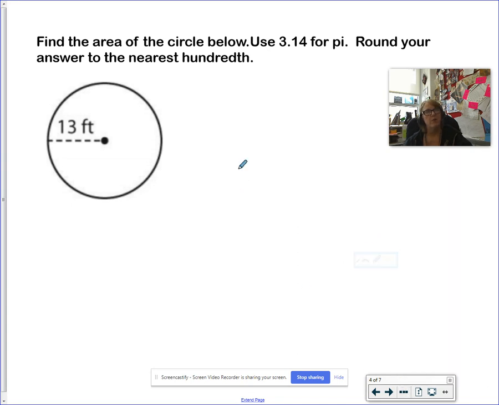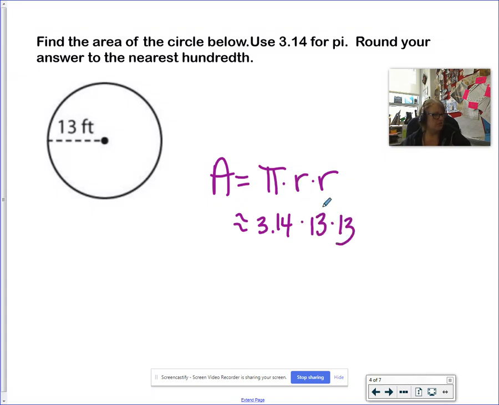So my formula says area is pi times radius squared, or radius times radius. I like to write it out. So this is going to be approximately 3.14. That's our decimal approximation. Times 13 times 13. Grab a calculator and let's go. 3.14 times 13 times 13. Ooh, it's kind of a big number. 530 and 66 hundredths.